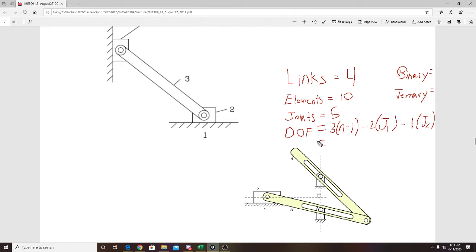And if you do that calculation by inserting the number of links and the number of J1s and J2s into this spot, you will get the degrees of freedom to be 1 at the end. So it would be 3 times (4 minus 1), which is 9, minus 2 times 3, which is 6, right? And then minus 1 times 2, which is 2. So you get a total of 9 minus 8, which gets you 1.